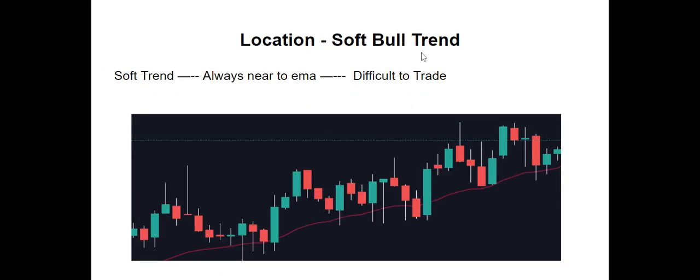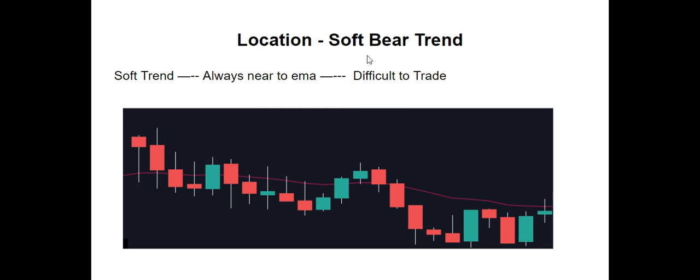Now, location in a soft bull trend. A soft trend, we said, is difficult to trade. We know that. One thing which will confuse us is that a soft trend is always near the EMA. Most bars are touching the EMA, and you may even get good signal bars, but still in that case you have the right setup and right location but a very bad context, so the trade will fail. So this is the issue of a soft bull trend. It is better to avoid a soft bull trend, better not to trade.